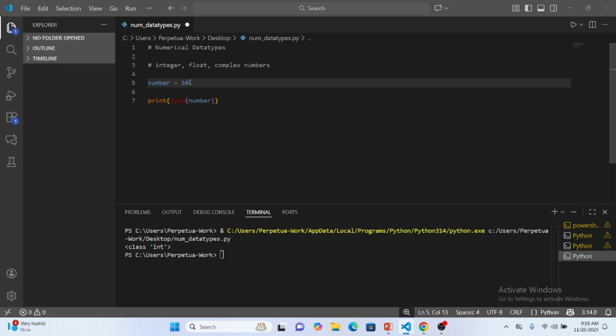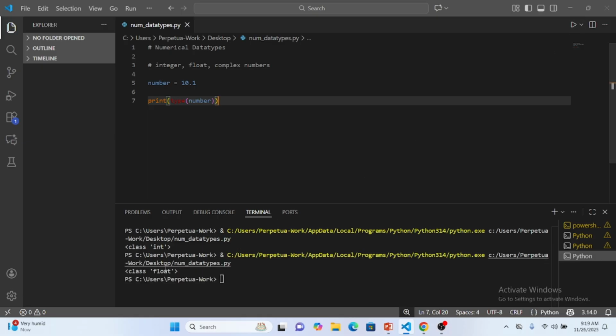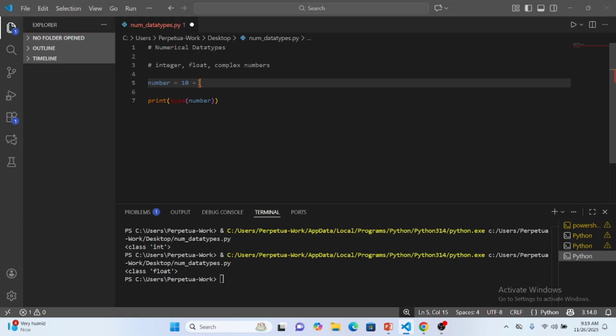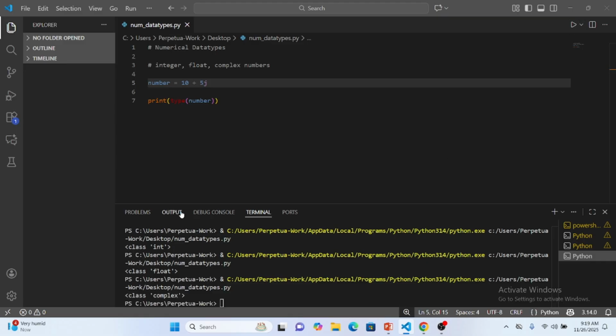So if I write 10.1 or something like that and save it and run again, you see that this time around it is telling us that it's of class float. Okay, and if I write something like 10 plus 5j, right? So I meant to write 5j, and I save it. Here we have a complex number.